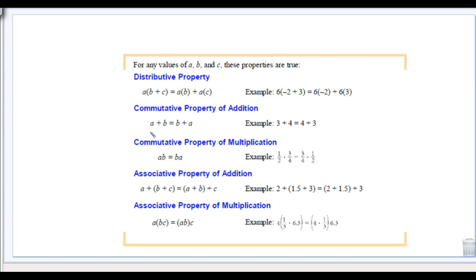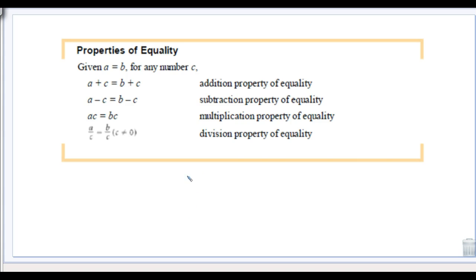We have the commutative property. A plus b is the same as b plus a. We have the commutative property of multiplication. A times b equals b times a. We have the associative property of addition. A plus b plus c equals a plus b, then plus c. So you can add them in any order. And the associative property of multiplication, which means you can multiply them in any order. All right? Good.